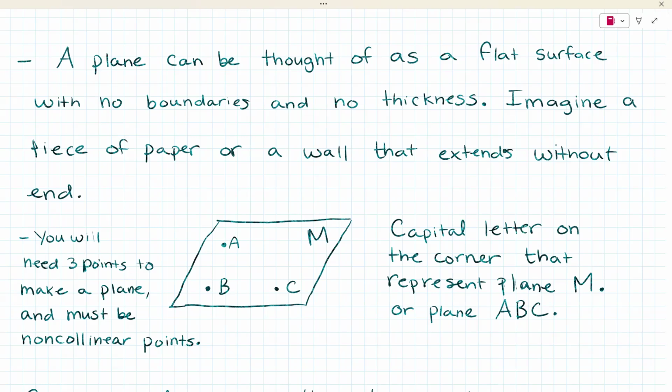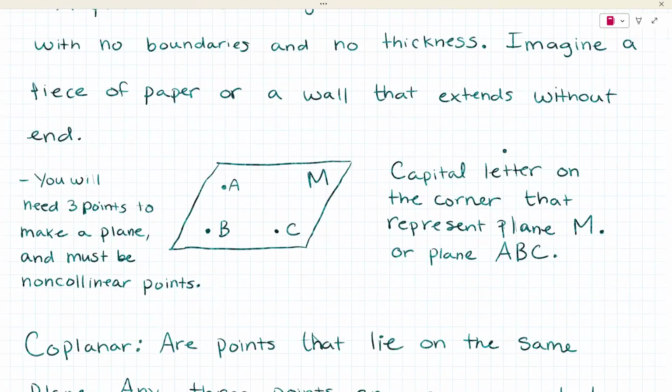And then here you have this capital M that's right in the corner. That capital letter in the corner represents plane M or plane ABC. So you can call this plane M or plane ABC. Okay. So a plane needs 3 non-collinear points.